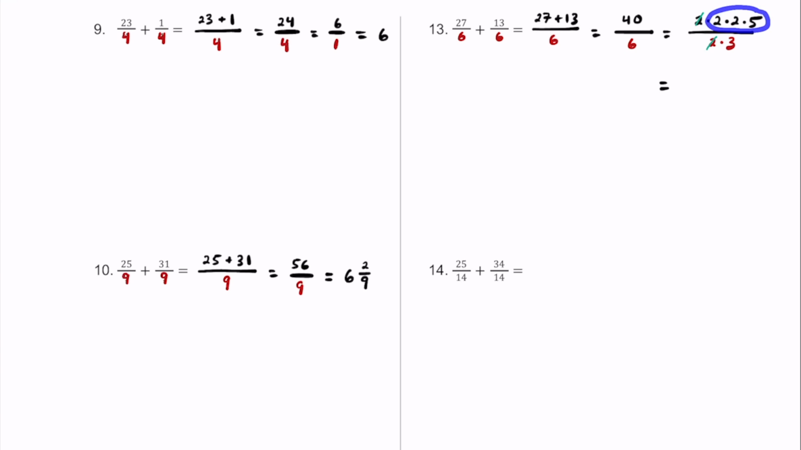2 times 2 is 4 times 5. That's going to be 20. And then on the bottom here, we just have a 3 left. So we have 20 over 3. And so that can't be simplified anymore. So that's our final answer.